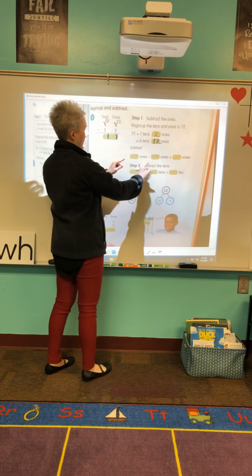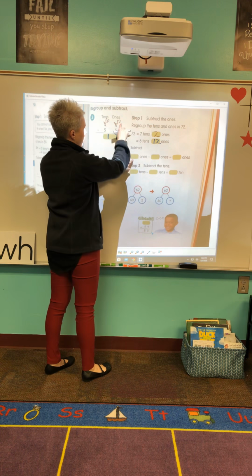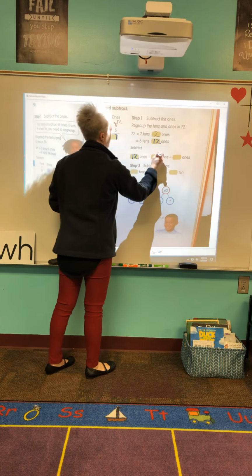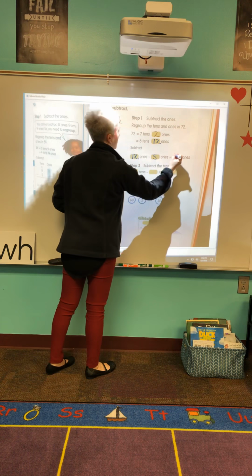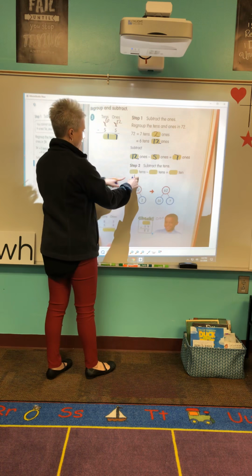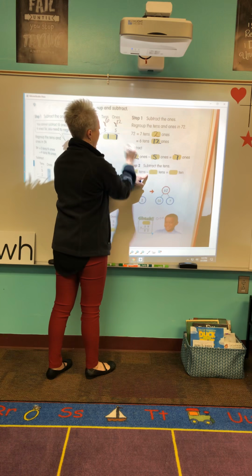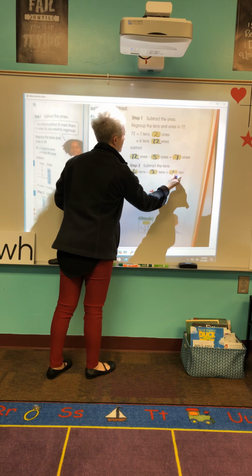And they've got it written out for us. Subtract 12 1s minus 5 1s is 7 1s. Step 2 is our 10s. 6 10s minus 5 10s is 1 10.